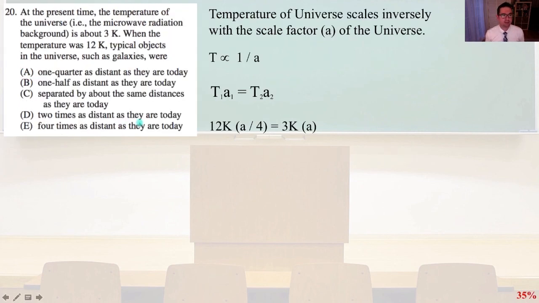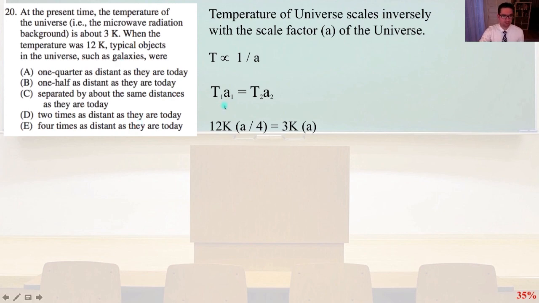Number 20, at the present time, the temperature of the universe, i.e. the cosmic microwave background radiation, is about 3 Kelvin. When the temperature was 12 Kelvin, typical objects in the universe, such as galaxies, were. So every young cosmologist knows this, I'm sure, by heart. The temperature of the universe scales inversely with the scale factor A. And so A, the scale factor, you can in a simplified way think of as the radius of the universe. So the temperature is going to scale inversely with that.